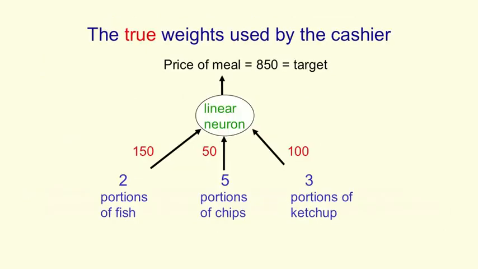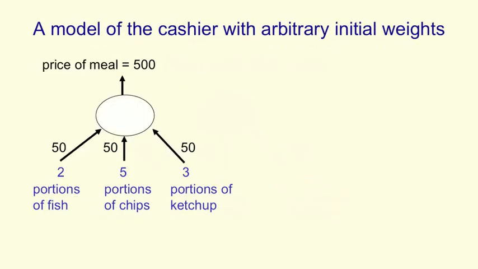So let's suppose that the true weights that the cashier is using to figure out the price are 150 for a portion of fish, 50 for a portion of chips, and 100 for a portion of ketchup. For the meal shown here, that will lead to a price of 850, so that's going to be our target value. Let's suppose that we start with guesses that each portion costs 50. So for the meal with 2 portions of fish, 5 of chips and 3 of ketchup, we're going to initially think that the price should be 500. That gives us a residual error of 350. The residual error is the difference between what the cashier says and what we think the price should be with our current weights.